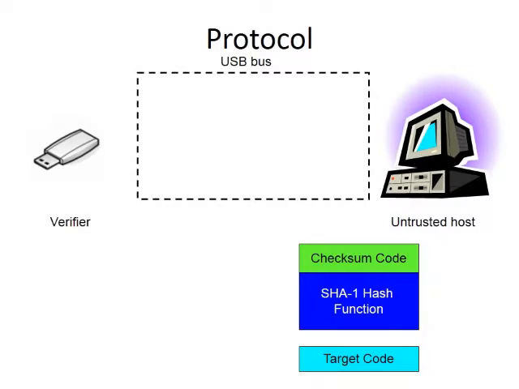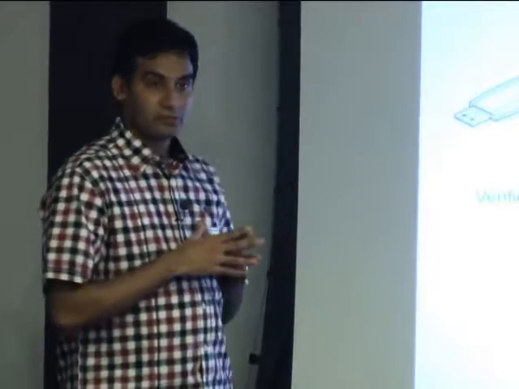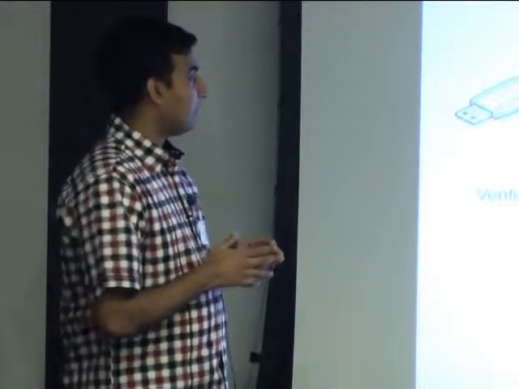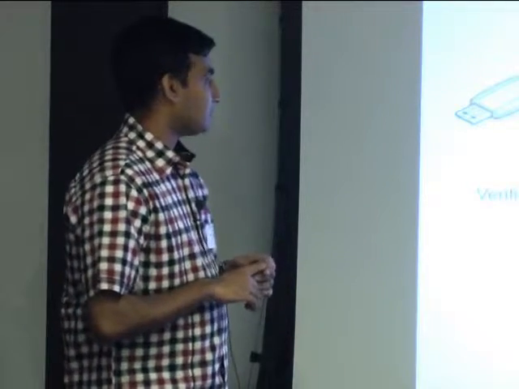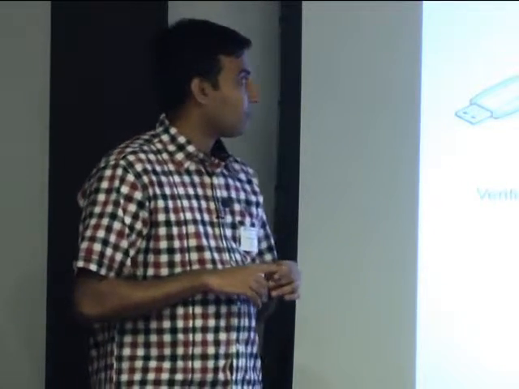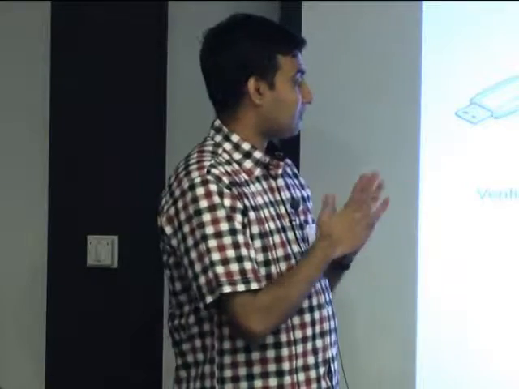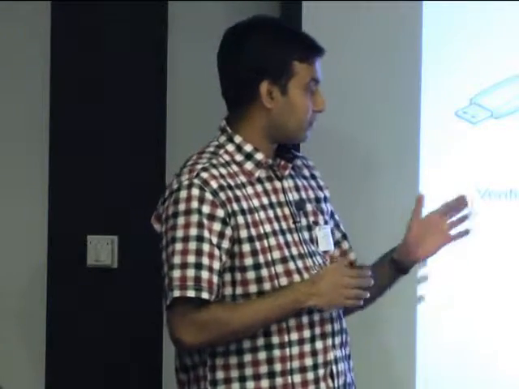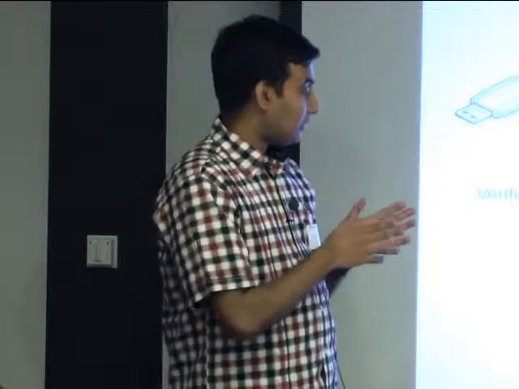Now to answer your question, the verifier, as you see in this picture, is in fact a device in a USB stick form factor. It's running some variant of the ARM processor. I'll tell you what in a few slides. What it does is it communicates with the untrusted host across the USB bus. Inside the untrusted host, of course, you have this verification function that consists of the checksum code, the SHA-1 hash function, and you also have the target code that you want to execute.